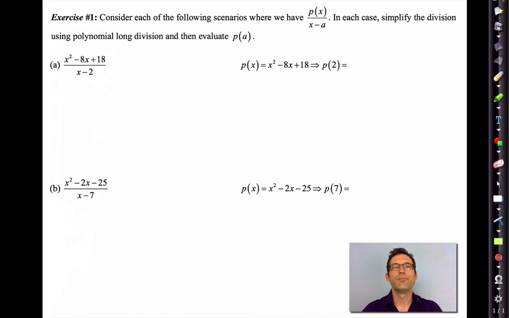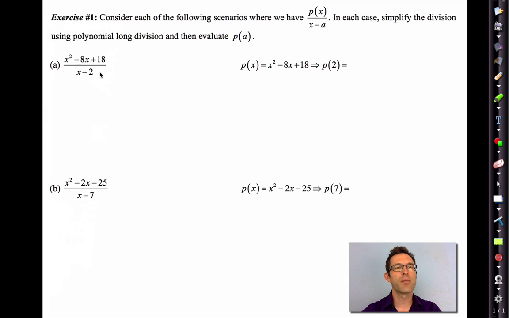In exercise 1, it says consider each of the following scenarios where we have p of x divided by x minus a. In each case, simplify the division using polynomial long division, then evaluate p of a. All right, so in other words, let's take a look at this first thing. I want to simplify this division. I'm going to write it in quotient remainder form. And then I'm going to evaluate not p of negative 2, but p of 2, okay?